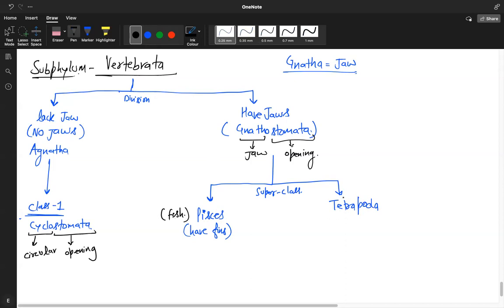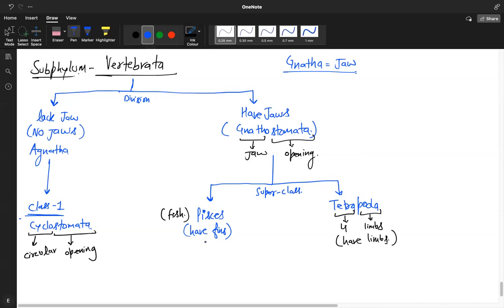The word tetra means four. Mono, di, tri, tetra, penta, hexa, hepta, octa, nona, deca. So tetra means 4 and poda means limb. So 4 limbs. They bear limbs, they have limbs, and how many? 4. Not more, not less.